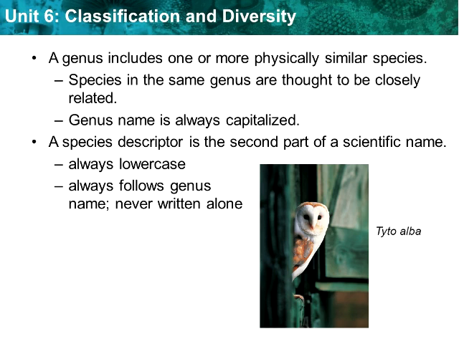The next one, species descriptor, is the second part of the scientific name. Always lowercase, follows the genus name, and is never written alone. So, for example, I can't just use the species by itself. I have to say both, the genus and the species together.